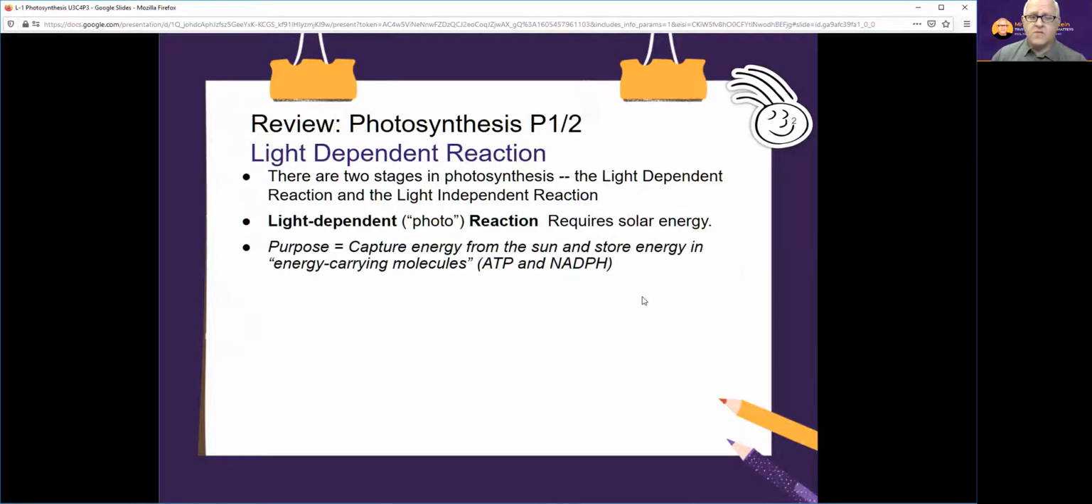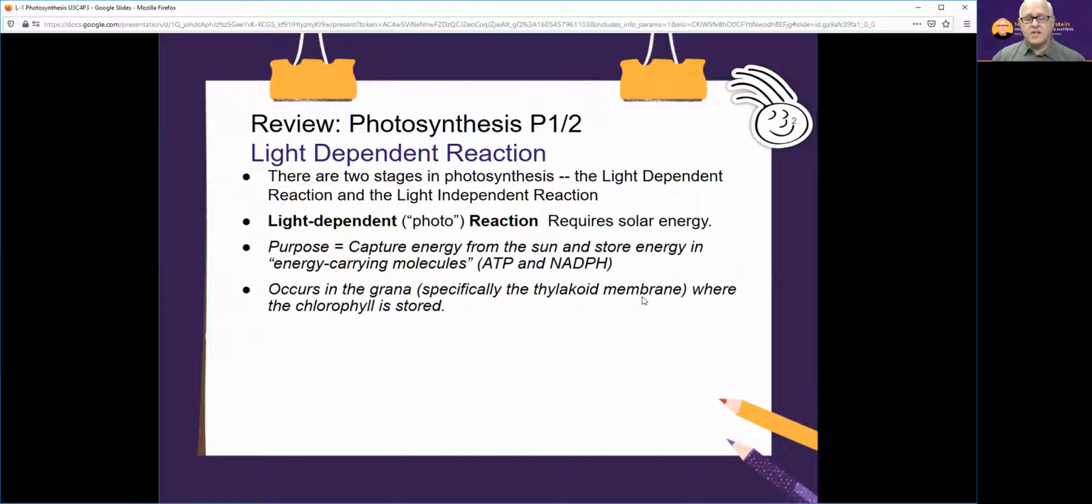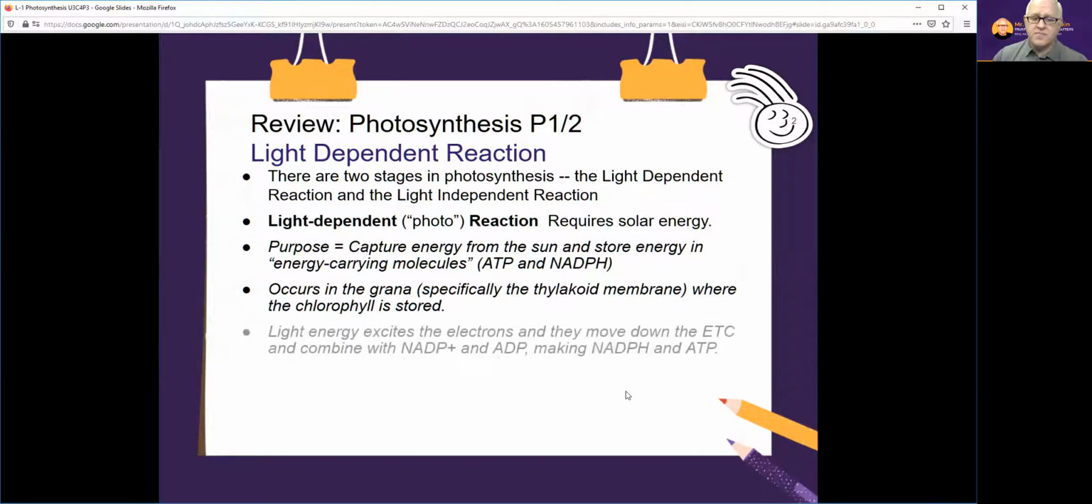And the purpose of the light-dependent reaction is to capture energy from the sun and store that energy in the energy-carrying molecules of ATP and NADPH. This portion of photosynthesis occurs in the grana, which is inside the organelle known as the chloroplast, specifically in the thylakoid membrane, where chlorophyll, that light-attracting pigment, is stored.